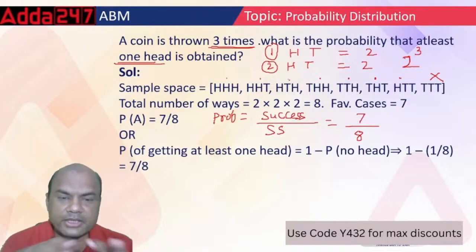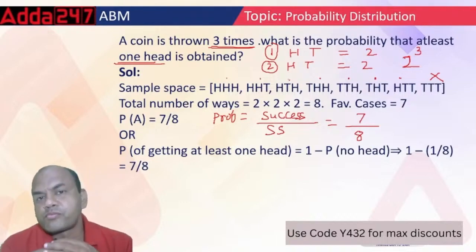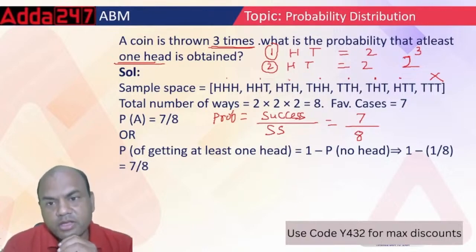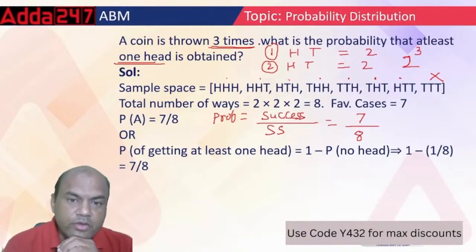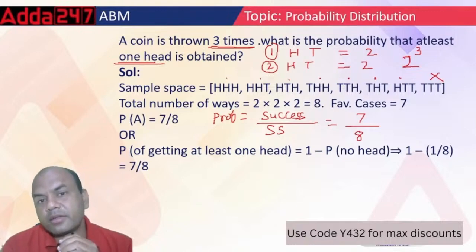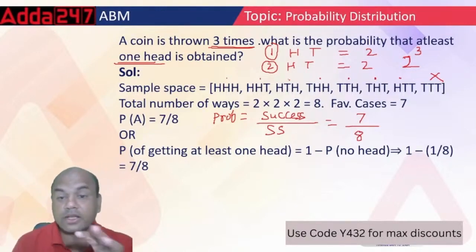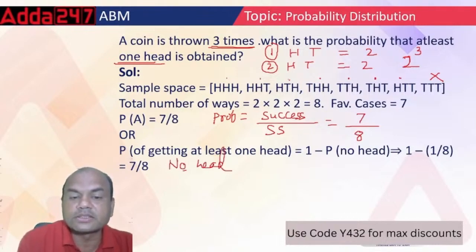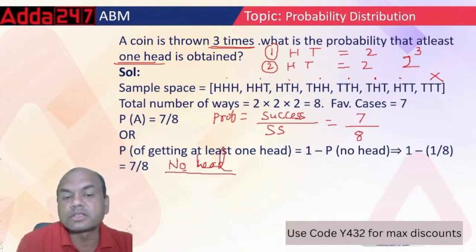Now suppose I ask you, find the probability. Everyone, type in the comment section now. Everyone got this problem by now? Got it? Now if I ask you, what is the probability that you will get no head? I don't want any head now. So at least one head was 7 upon 8. So no head means what? Suppose you get this question in exam, no head. How will you solve this? It is 1 minus p. So 1 minus 7 upon 8.